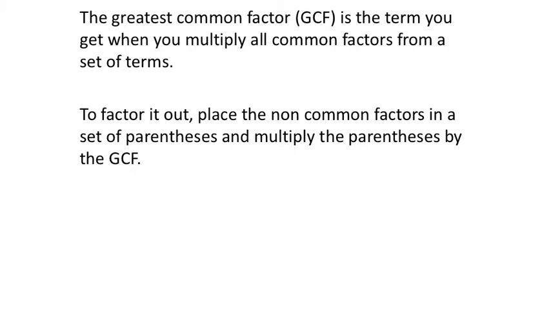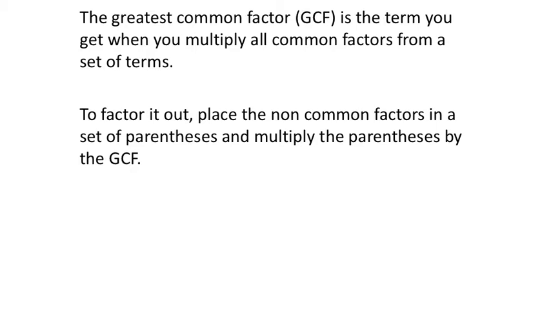Of course, the first couple problems here are just focused on greatest common factors. But then after that, we'll look at the other strategy for today, factoring by grouping. So to factor it out, place the non-common factors in a set of parentheses and multiply the parentheses by the greatest common factor. But it has to be the greatest common factor for all the terms. If it's a binomial, it's got to be with the two terms. If it's a trinomial, three, and then so forth.